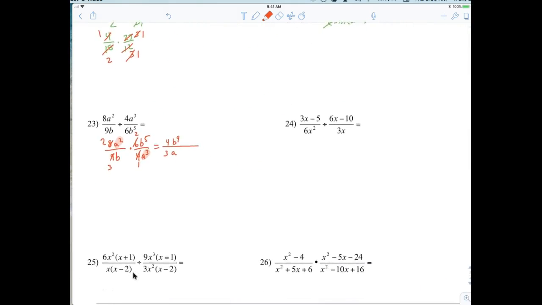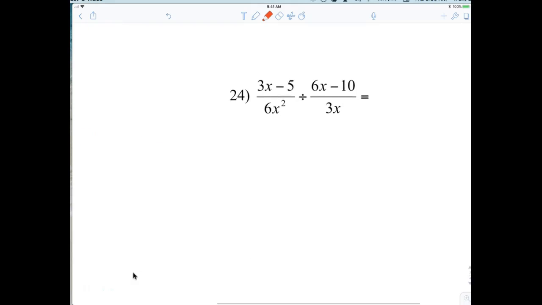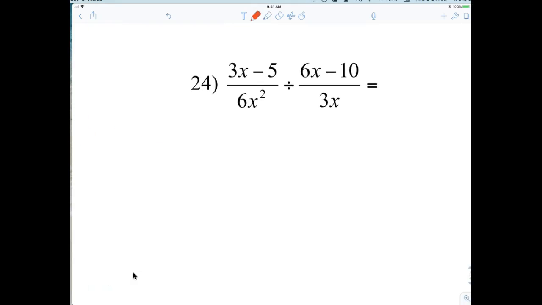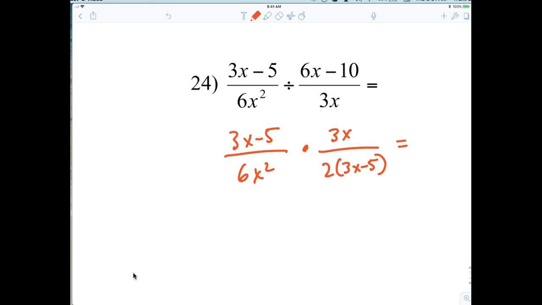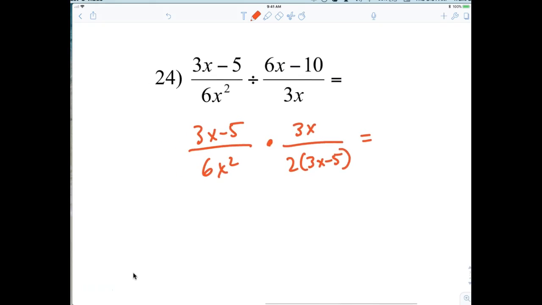All right, let's talk about 24 now, guys. All right, here we go. 3x minus 5 over 6x squared times 3x. Now, what can I factor out of a 6x minus 10? 2, and then I'm left with 3x minus 5. Okay, the 3x minus 5s are nice. They cancel. All right. 3 and 6, 1, 2, 1/4, right?